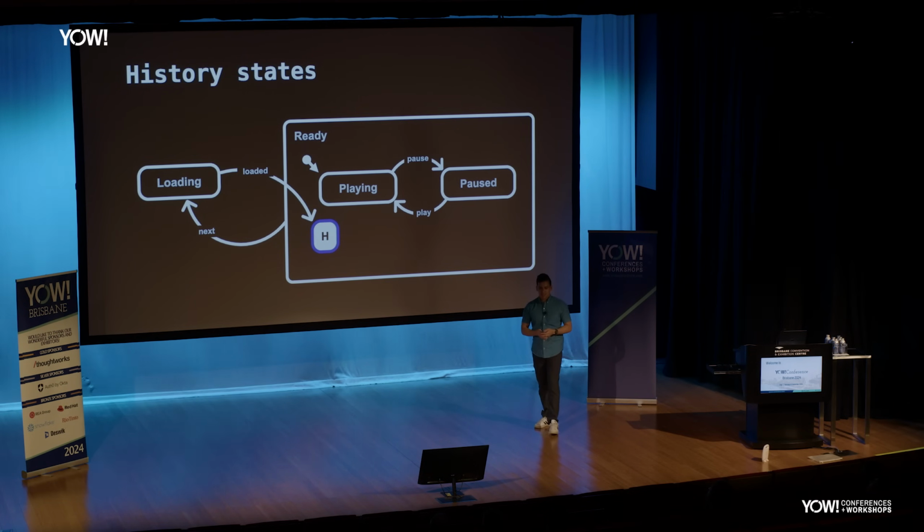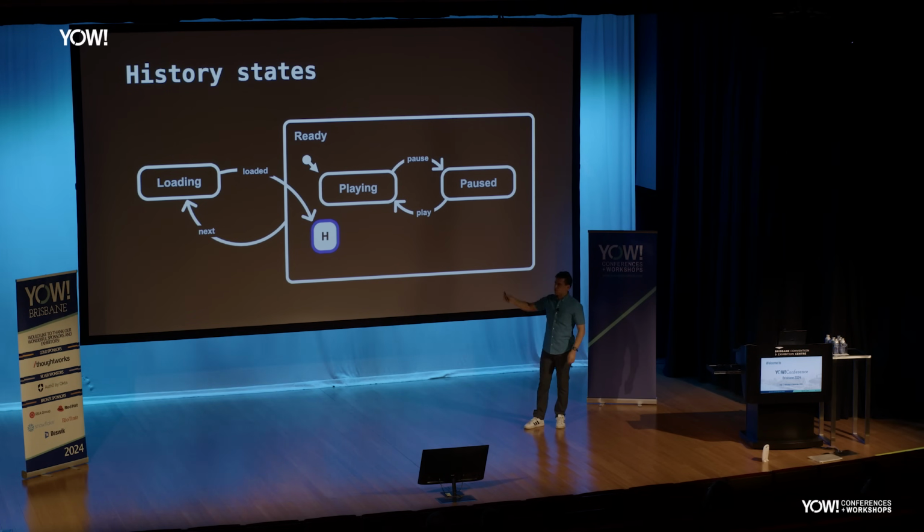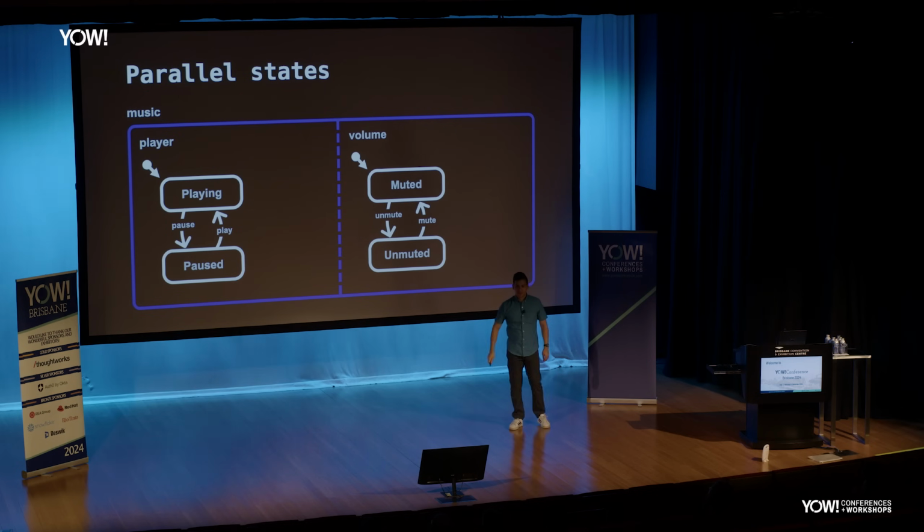There's also history states, which are another interesting aspect of state charts. For example, if we're loading a song and the song's loaded, then we will initially transition to the playing state, but let's say that we press next. And whether we're playing or paused, it's going to load the song, but we want to remember whether we were playing or paused. So that's exactly what history states are for. They let you transition to the most recent child state that we were in. So if we were paused and we load and the loaded event happens, we're going to go back to paused just because that's where we were at.